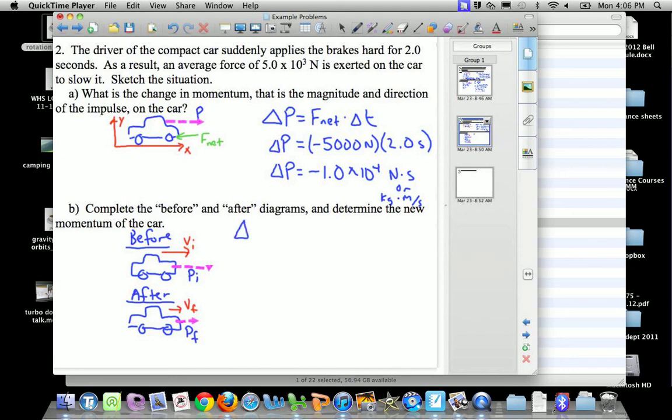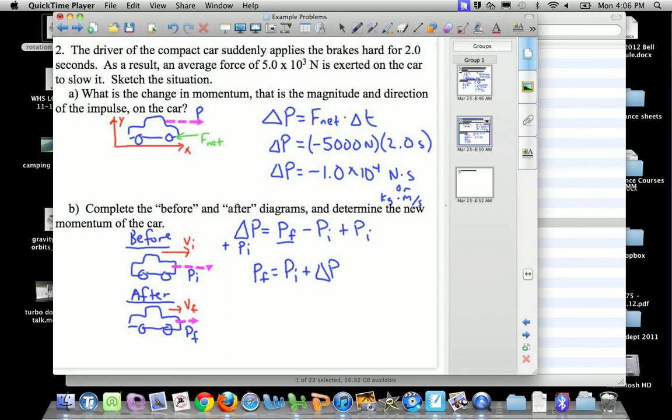So remember, at the beginning of the year we talked about if you have a change in something, like change in momentum, that means the same thing as the final momentum minus the initial momentum. So the change in anything is the final minus initial. So delta P is PF minus PI. I want to solve for the final momentum. So I'm going to add PI, or initial momentum, to each side. That will cancel out the initial momentum on the right side, and I'll be left with final momentum equals initial momentum plus the change in momentum. That is my formula for final momentum.